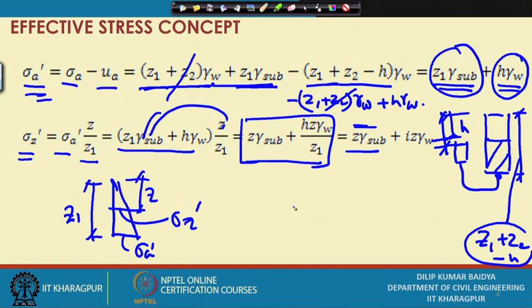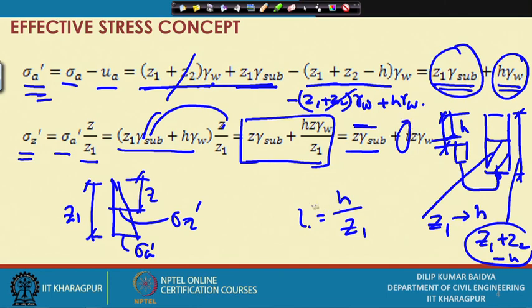Your sample was this much, this is z 1, and through this the flow is taking place, and because of this flow through this, the head loss is h. So, as per our definition of hydraulic gradient, it is head loss over the depth z 1. So, h by z 1 I can define as I. So, ultimately it becomes z gamma submerged plus I z gamma w.